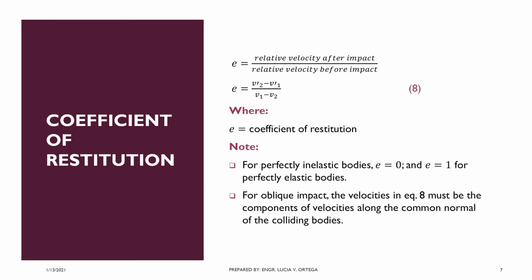So for perfectly inelastic bodies, e is equal to 0. And e is equal to 1 for perfectly elastic bodies. So meaning, the range of the value of coefficient of restitution is from 0 to 1. Other values may be in between. For oblique impact, the velocities in equation 8 must be the components of velocities along the common normal of the colliding bodies. So we have to consider the angle of emergence and the angle of incidence.